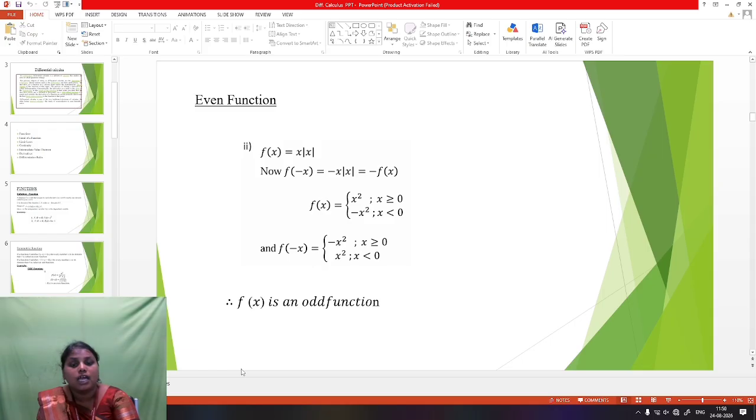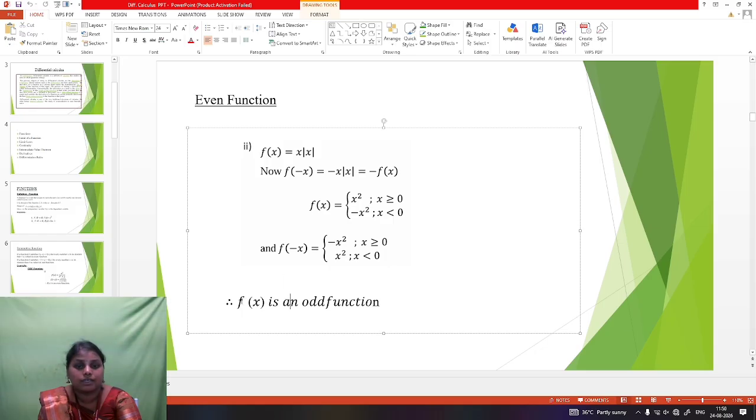So f of x is an odd function. F of x is an odd function. F of x is an even function.